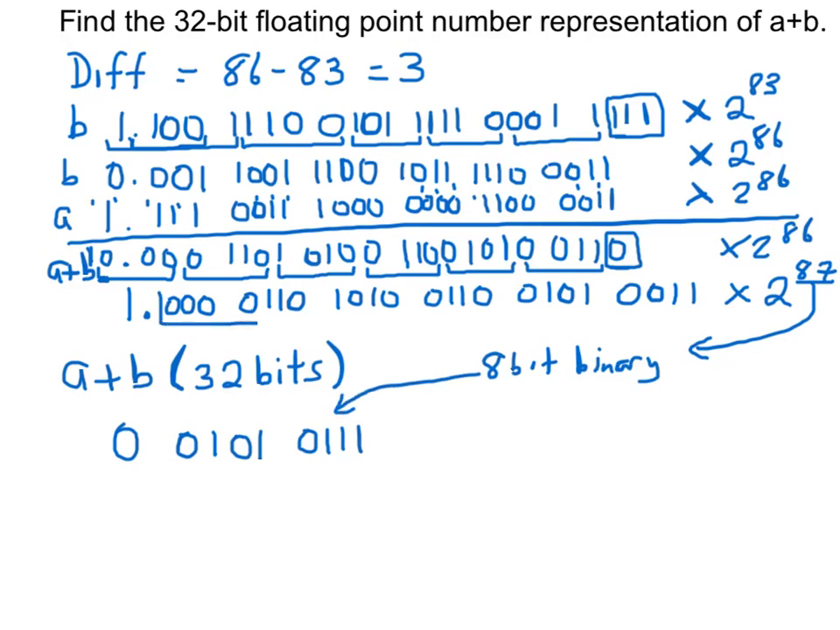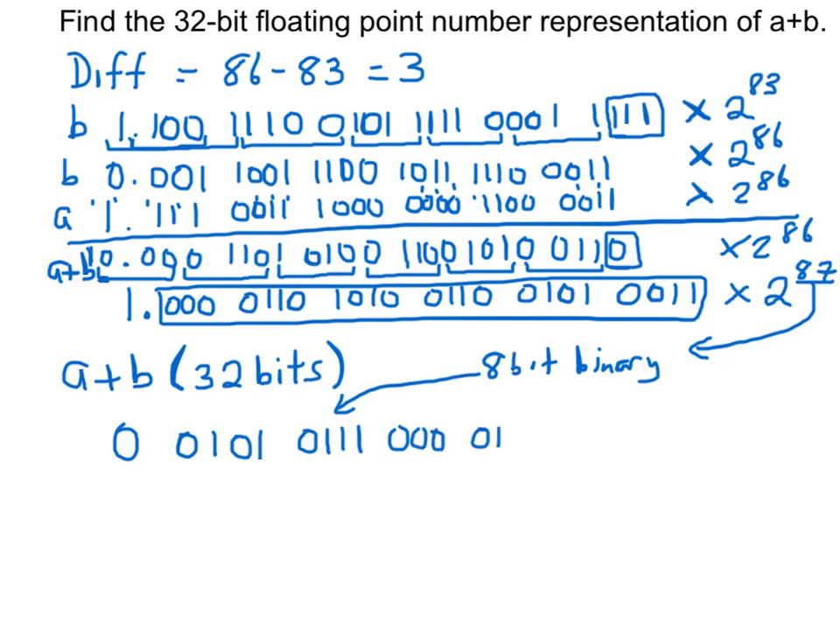And then remember, the significand is taken from these 23 bits, so I just duplicate them in here. So it's 0, 0, 0, 0, 1, 1, 0, 1, 0, 1, 0, 0, 1, 1, 0, 0, 1, 0, 1, and sorry, the last one's squashed, 0, 0, 1, 1. So that's the 32-bit representation of a plus b.